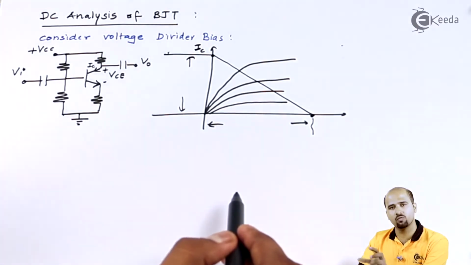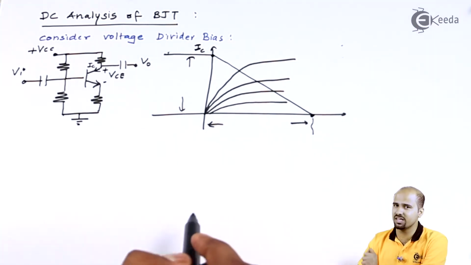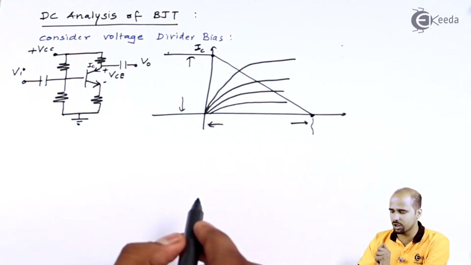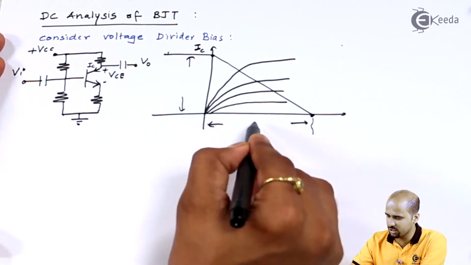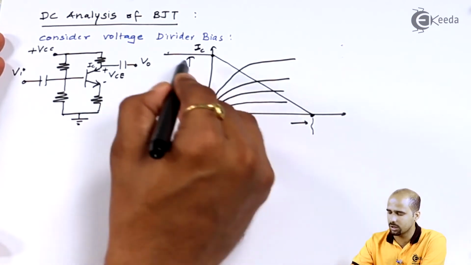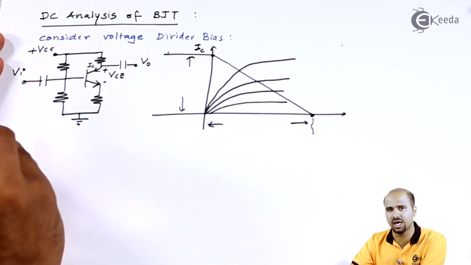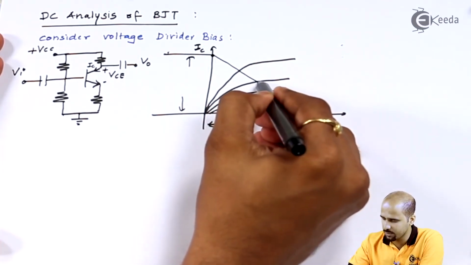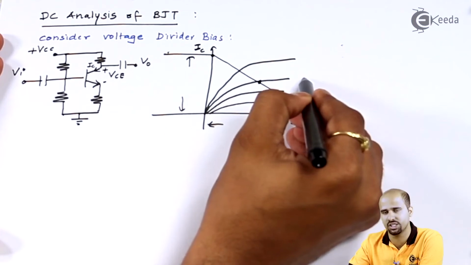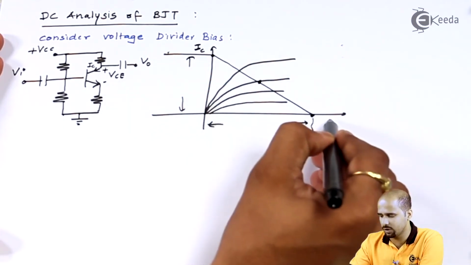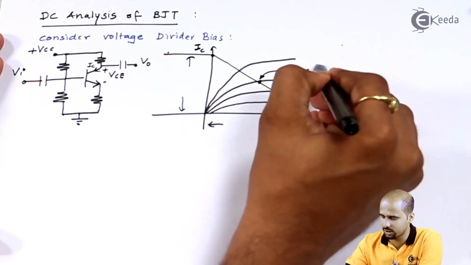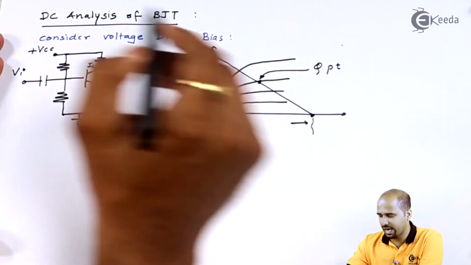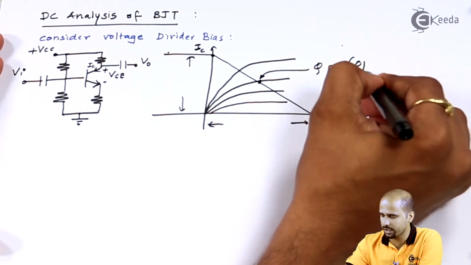If I want to decide a particular reference point, that reference point should be exactly in the middle of that current and voltage range. Only then will I get the positive side of the AC signal as well as the negative side of the AC signal, so the signal will not get clipped off. So whatever the characteristics of BJT and the load line we get, the intersection point is nothing but your Q point, and that Q point is also called the operating point.